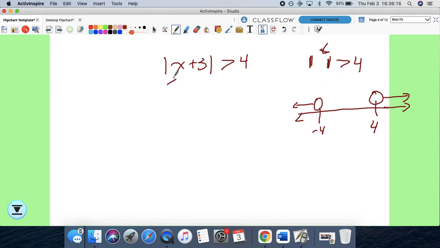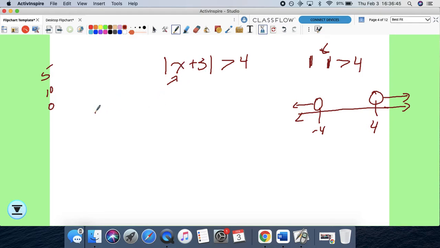So what can I replace x with? Can I make x be 5? If x is 5, 5 plus 3 is 8, and that's greater than 4, so that works. So 5 works. What about 10? 10 works. 10 plus 3 is 13, and that's greater than 4. What about 0? Will that work? Well, 0 plus 3 is 3, and 3 is definitely not greater than 4. So there are certain values of x that don't work. We want the ones that work.